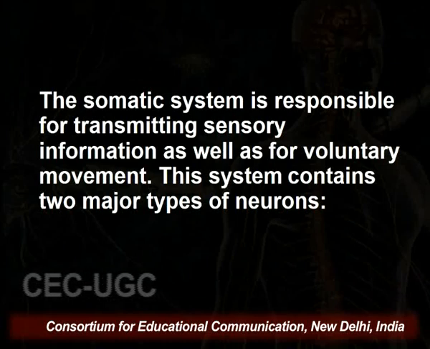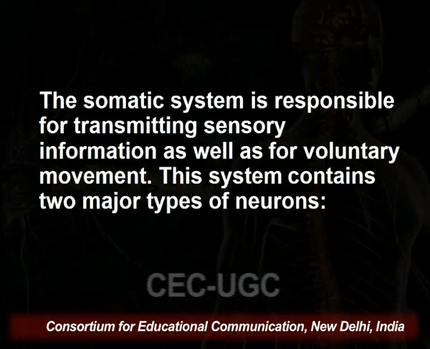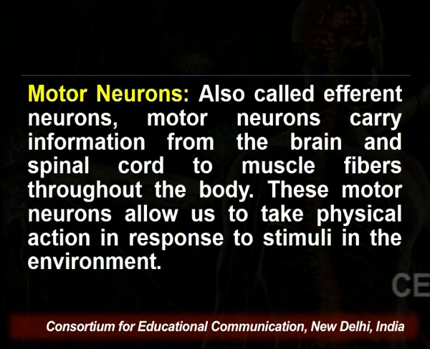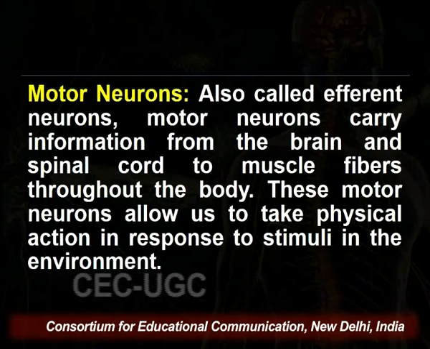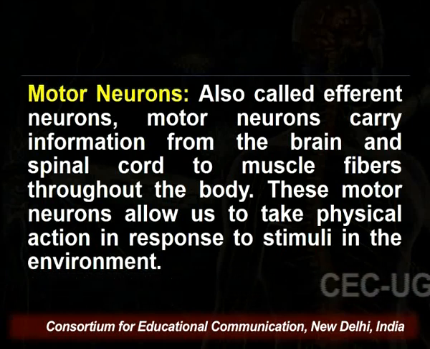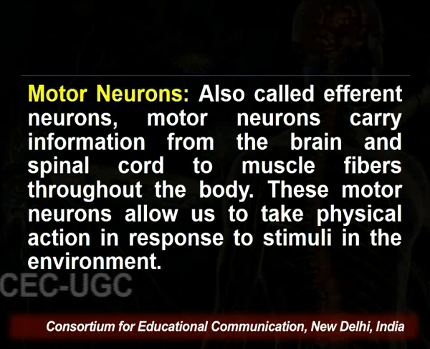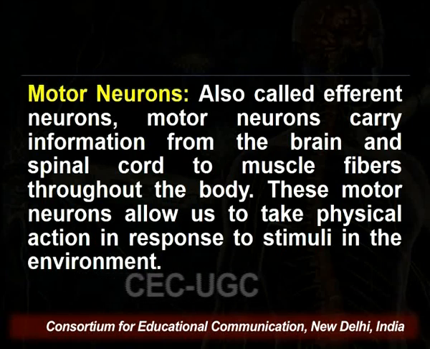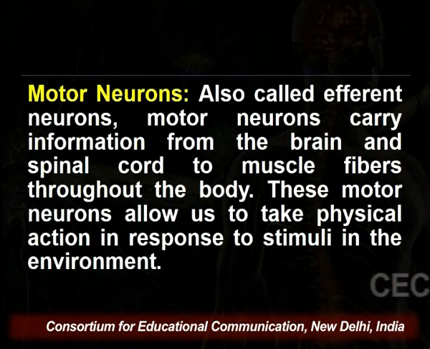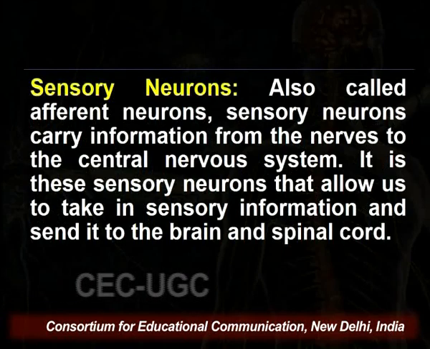This system contains two major types of neurons. The one is motor neurons, also called efferent neurons. We have just learned the efferent nerves. So motor neurons carry information from the brain and the spinal cord to muscle fibers throughout the body. These motor neurons allow us to take physical actions in response to stimuli in the environment.